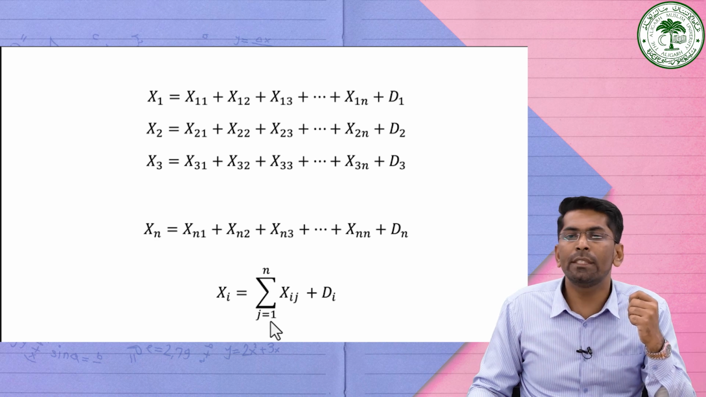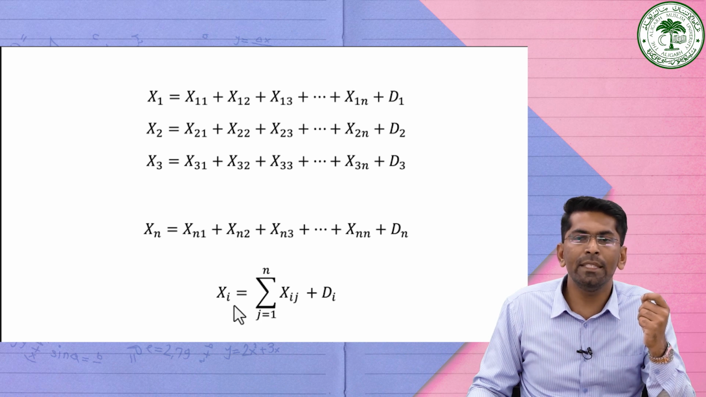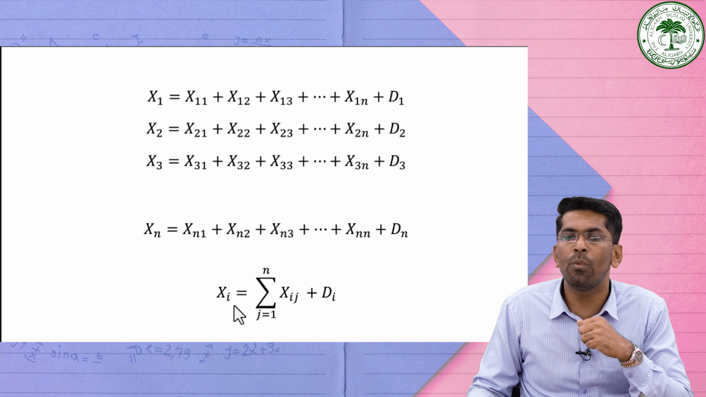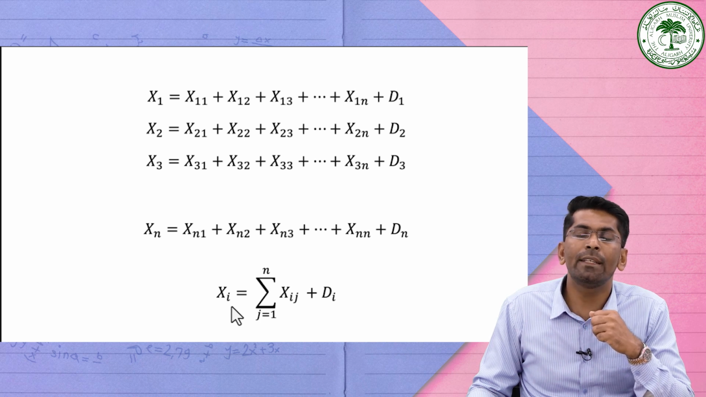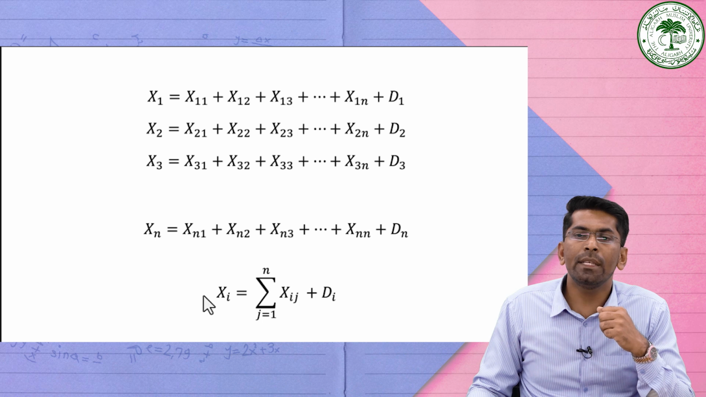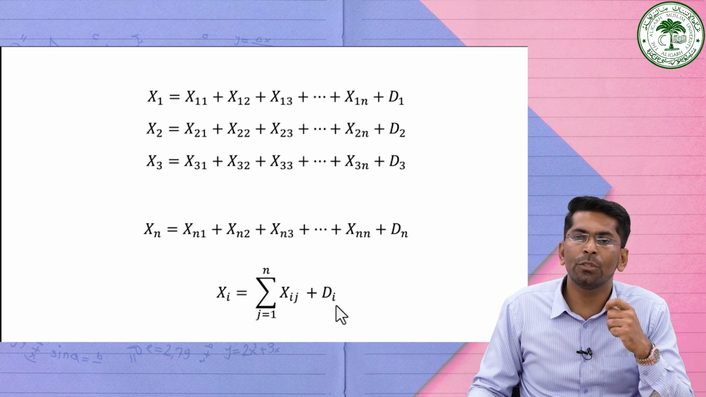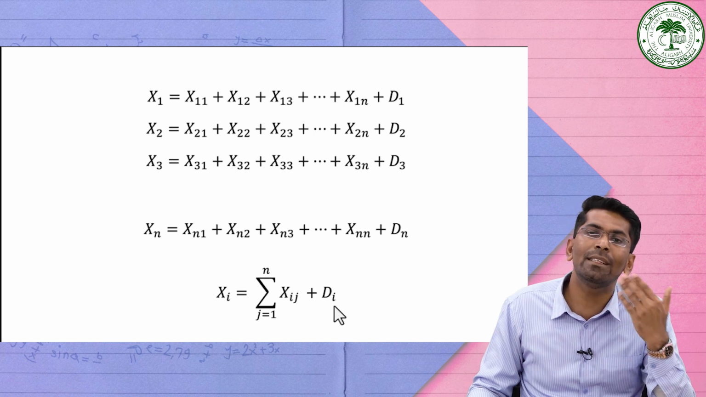This equation explains how the output of the ith industry or ith sector is used in an economy. Here xi represents the total output, or the production, of sector i, and this output includes both intermediate output, xij, which shows the intermediate output used within the sectors, and di, which shows the final demand for the sector's product.